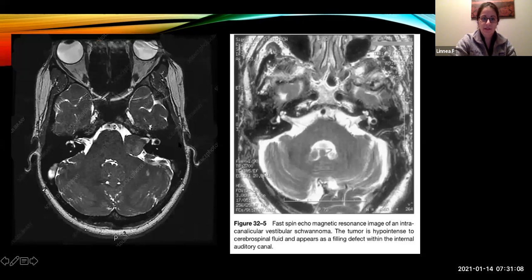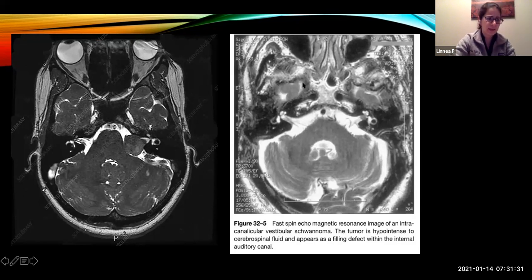Two other modalities to talk about, the T2. You can tell it's T2 because the globes are bright and CSF is bright. It's hypointense to CSF. And there can sometimes be some cystic components of the vestibular schwannoma, which can light up brightly. This one doesn't happen to have that as much, but I thought I'd mention it.